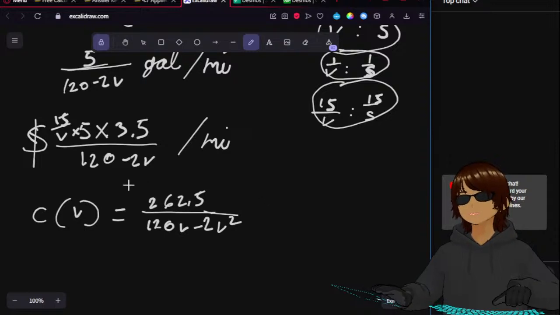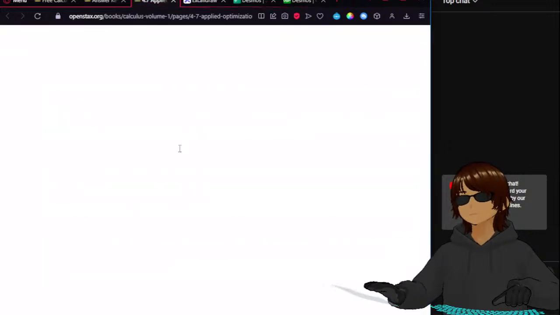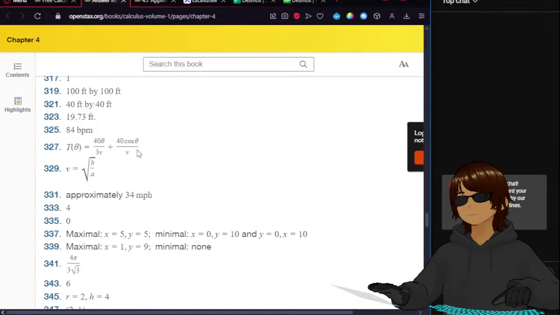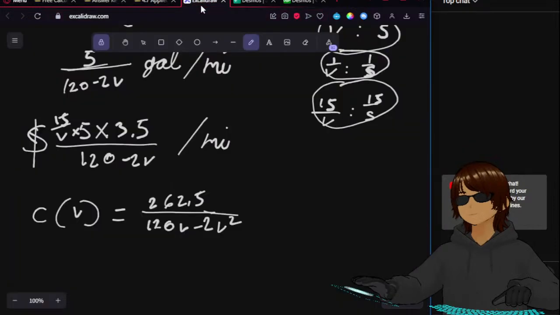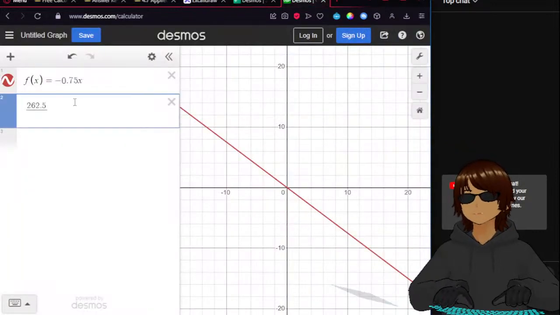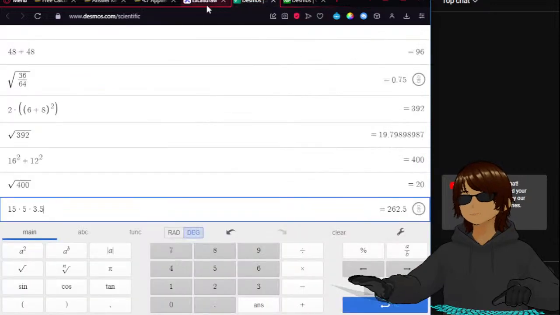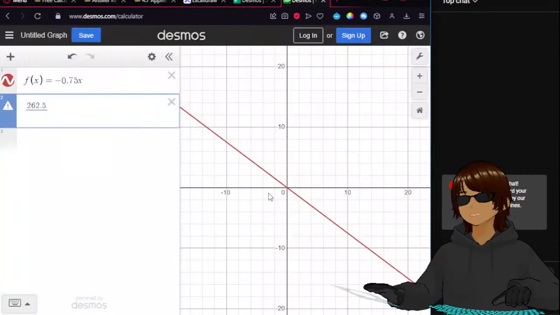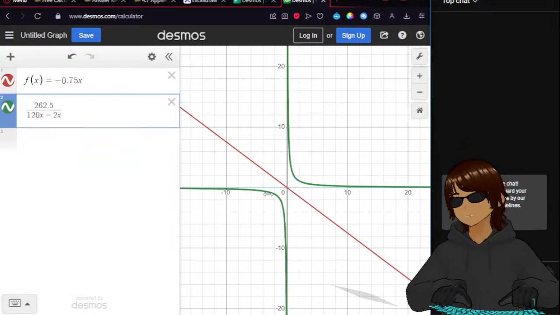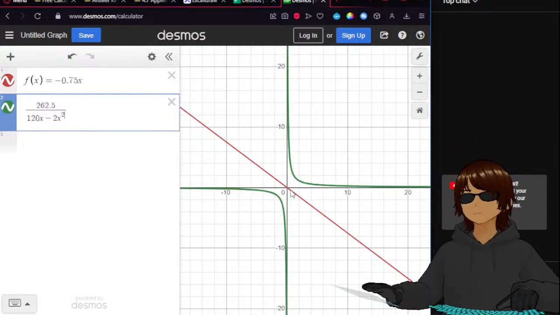So I need to derive this, right? But how do I know if I'm on the right track? 331. I have an idea. 262.5. I'll just see it over here. 120v, 120x minus 2x squared. I don't think this is the answer.